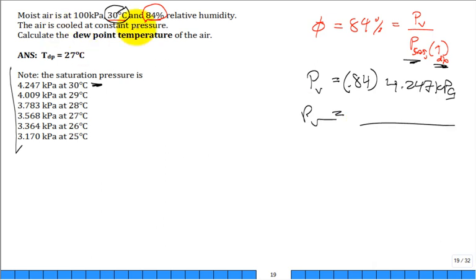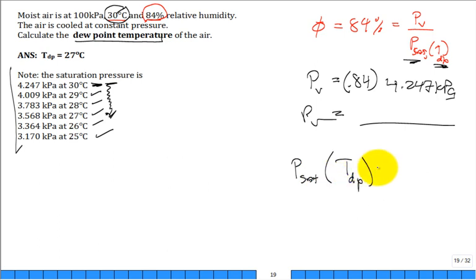Okay, so the air is cooled at constant pressure. Calculate the dew point temperature of the air. So conceptually, we start our air at 30, and we start to cool it. At what temperature, 29, 28, 27, 26, 25, does it become saturated air? That's the dew point temperature. You cool it until it's saturated, and that's the dew point temperature. So the Psat at the dew point temperature equals this pressure, which is, what is this pressure? 84 times 4.2. Who made that calculation on their calculator? So it's 3.5.